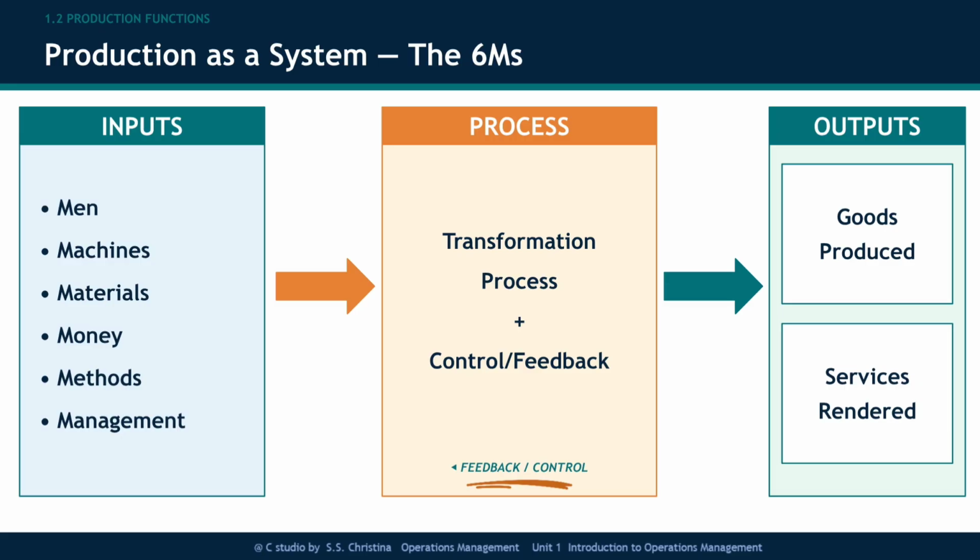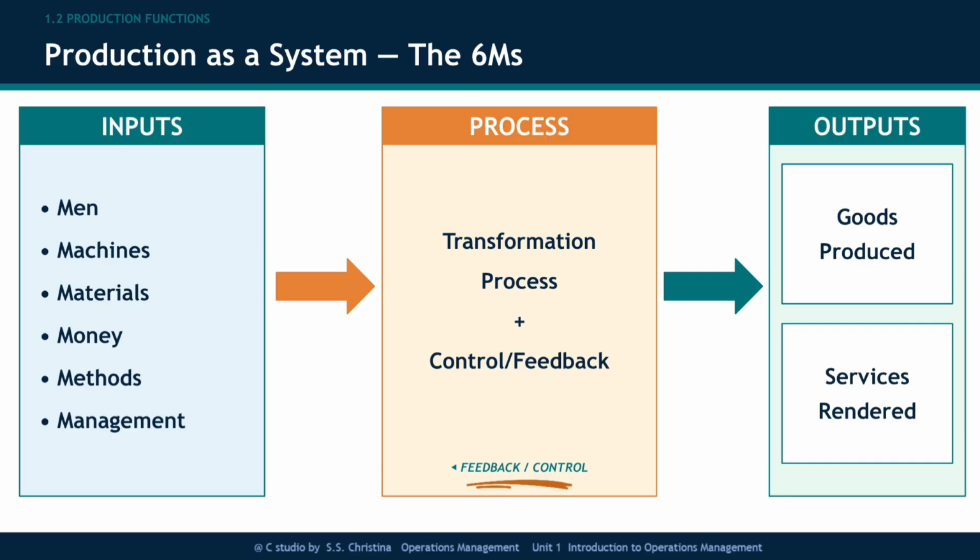Materials, raw materials, components, parts, the physical stuff that goes into the product. Money, capital investment, working capital, cash flow. Without financial input, nothing else can happen. Methods, the procedures, techniques, and processes used to do the work, how the transformation happens. Management, the planning, organization, and control that keeps the whole system running.